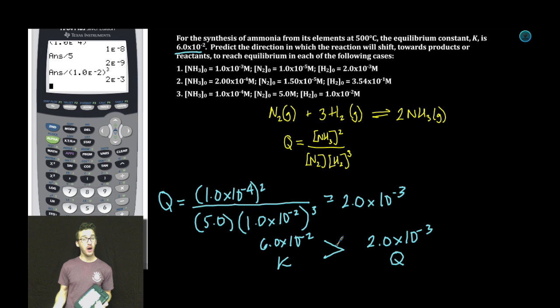So as I think about which direction my reaction is going to shift, think about the direction in which that little caret is pointing. It's pointing to the product side. So we're going to form more ammonia. Boom! We are done.